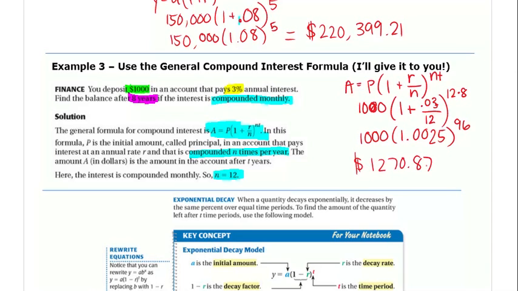Okay, so not bad for leaving it in there 8 years. You gained about $271. So once again, P was the initial starting amount, the principal, R is your rate, T is your time in years, and N was how often it's being compounded each year.